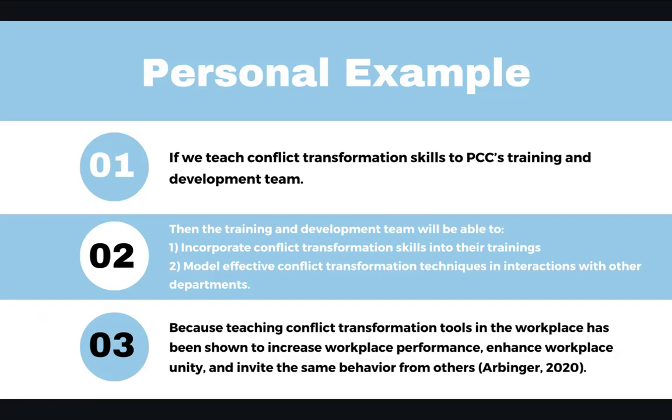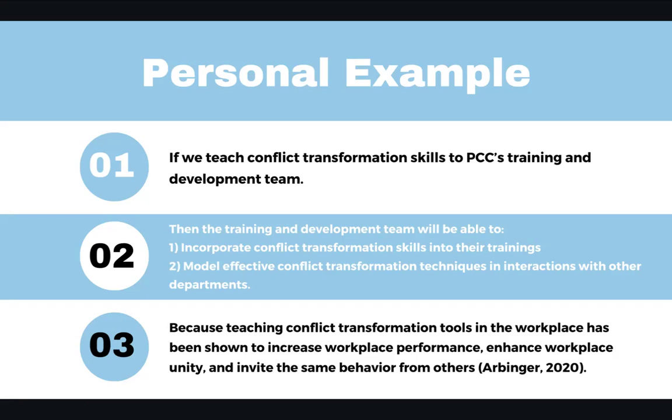Then we come to step 3, and this is where we back up the research. We have research to back up our approach and to kind of justify why we're doing it. We say, because teaching conflict transformation tools in the workplace has been shown to increase workplace performance, enhance workplace unity, and invite the same behavior from others. And then I have an Arbinger reference in there.